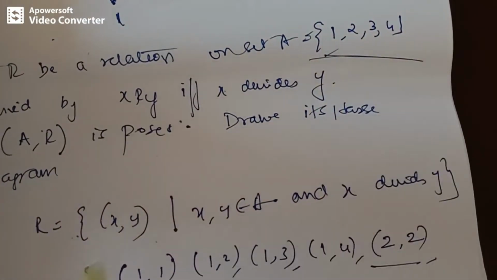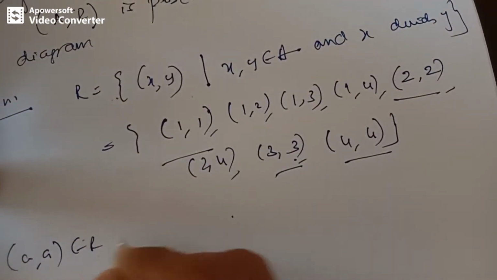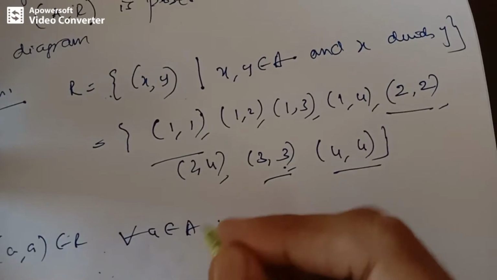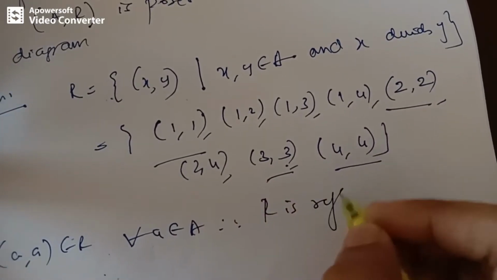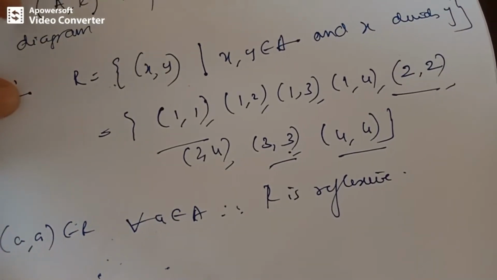in the set A. So we can say that R is reflexive. We observe that (a, a) belongs to R for all a in the set. Therefore R is reflexive. Next, coming to the antisymmetric property.